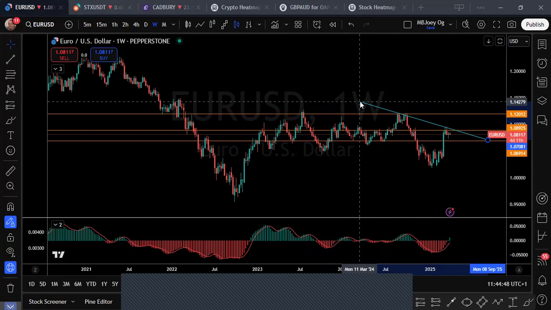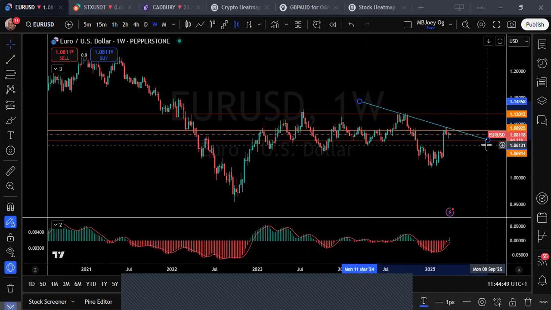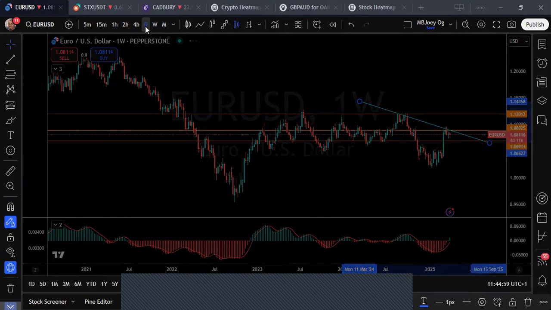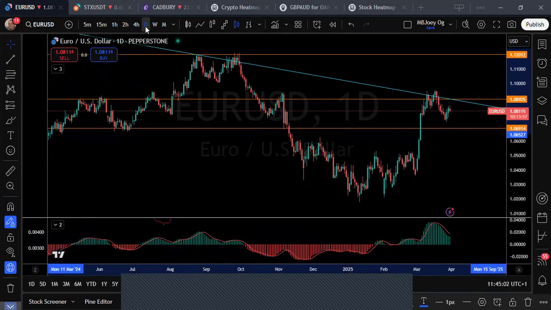At least given this, we've seen that the market was more or less heading downward. Looking at it on the daily time frame, this is where we have. So more than likely, the market is heading downward.